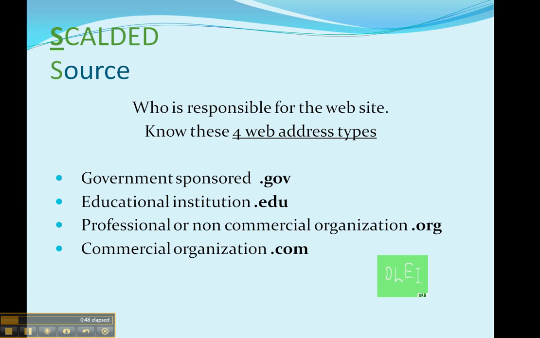Source. There are 4 types of web address that you have to know, and I've listed them here. GOV, which stands for government, EDU, which is educational, ORG, professional or non-commercial organization, and then COM, which is commercial organization. If you know these 4 web addresses, you have some sense about the source of the information that you're looking at. Keep in mind that many hospitals have .com in their web address.